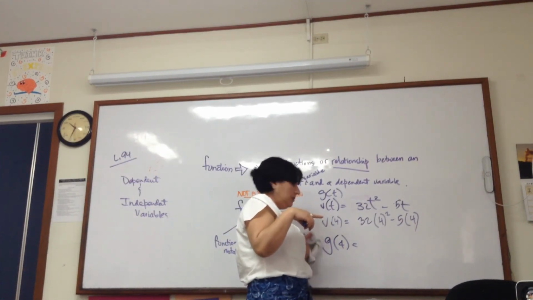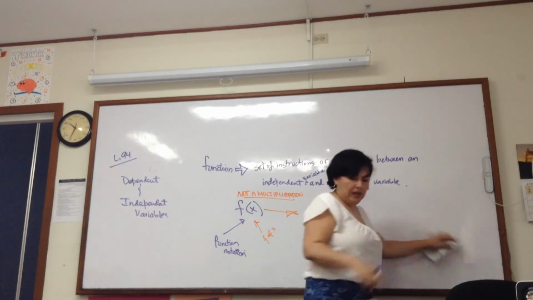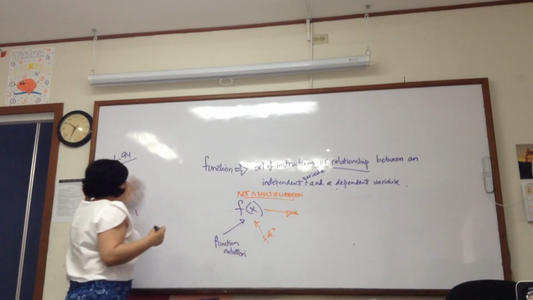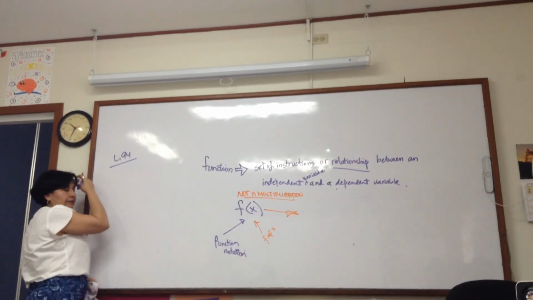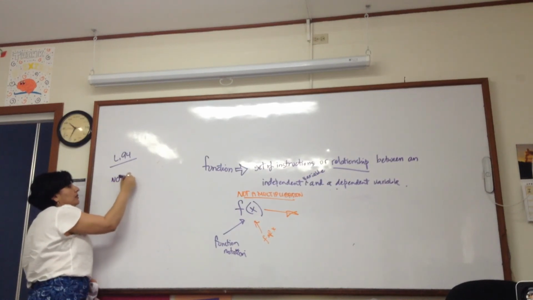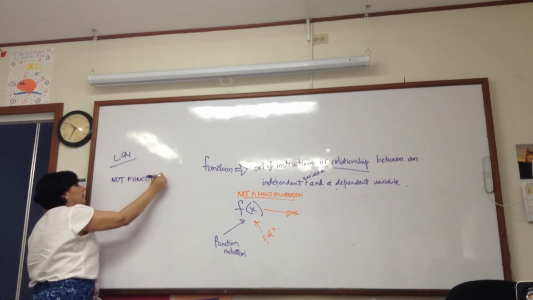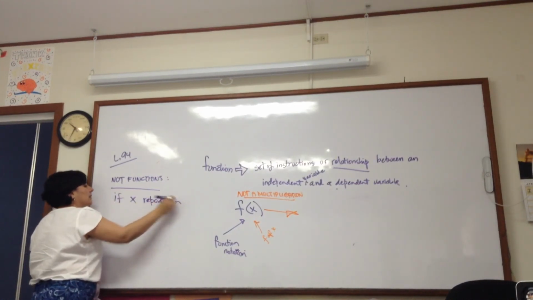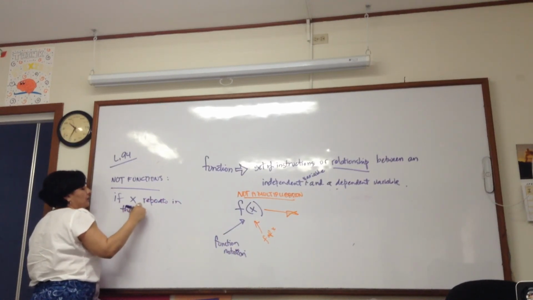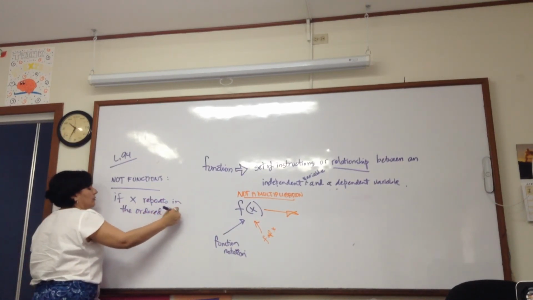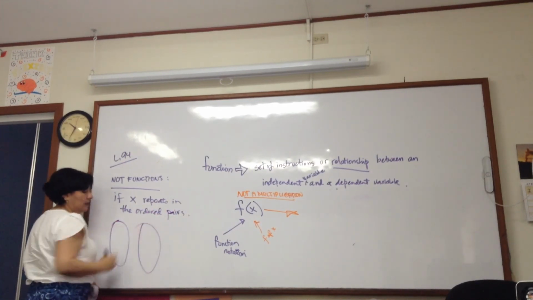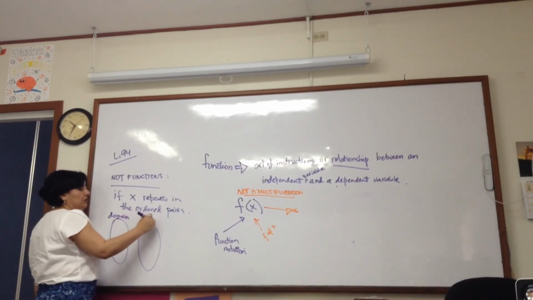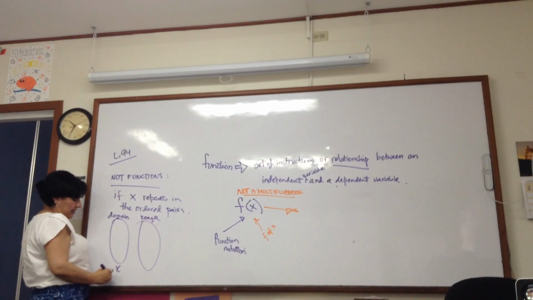Okay. So, remember there's a couple of things in order for something to be a function. And we saw this last year, but these are not functions if x repeats in the order of pairs, for example. Remember these? This is the domain, and this is the range. The domain always goes with the independent variable.